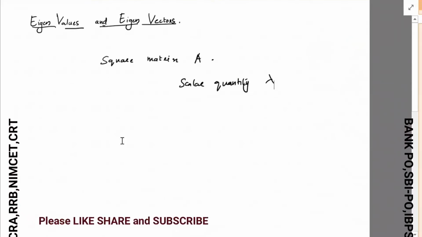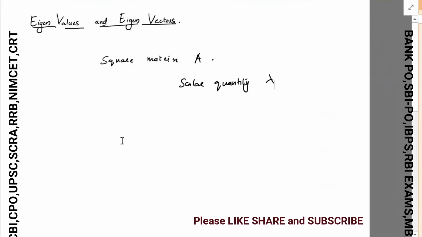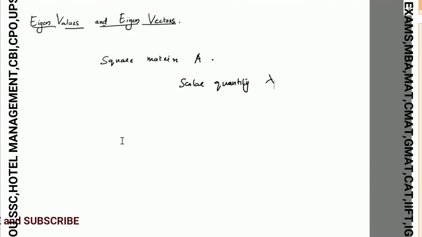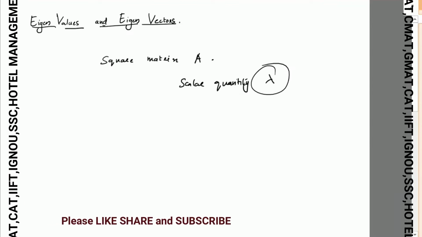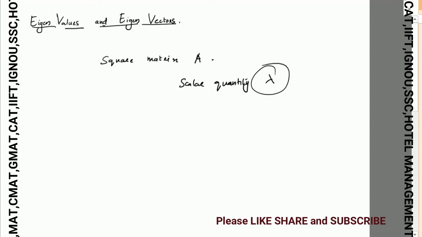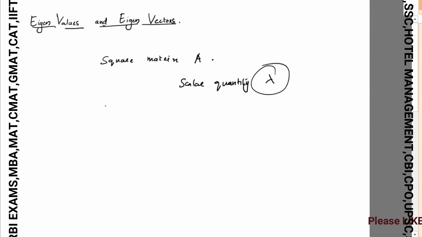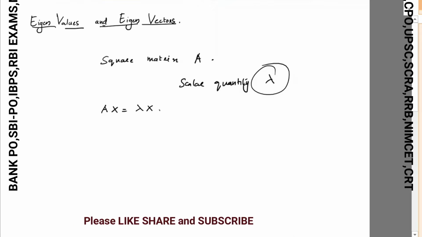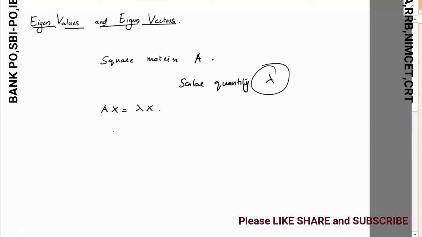Eigenvalues and eigenvectors of a square matrix. Suppose that we are given a square matrix A. Then the eigenvalue is defined as the scalar quantity lambda such that it satisfies the equation A x equal to lambda x.